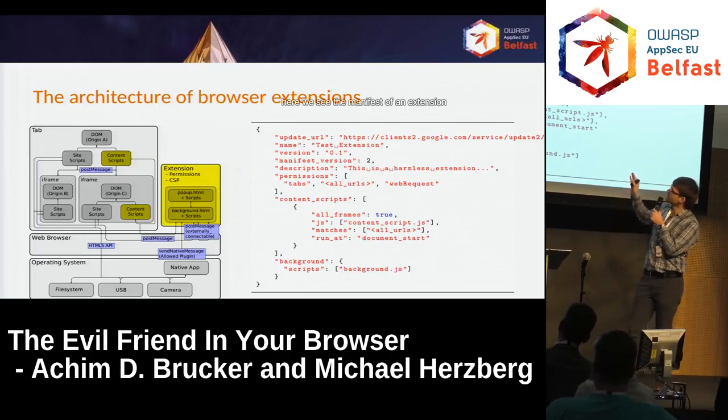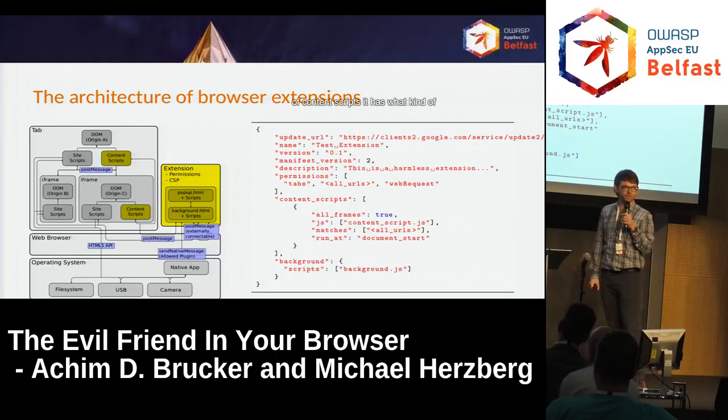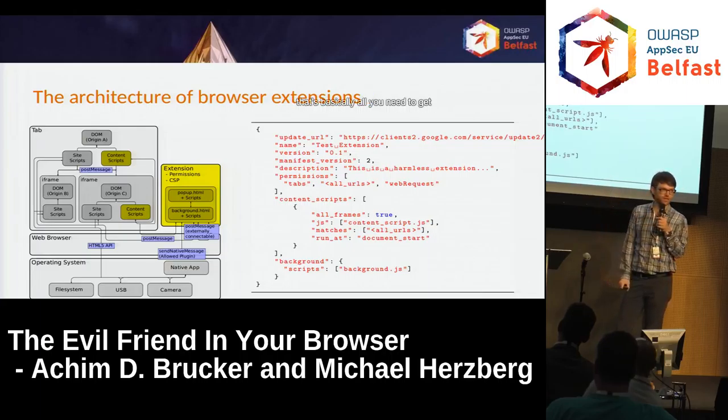On the right-hand side here, we see the manifest of an extension, which is basically the heart of an extension, where it specifies what kind of content scripts it has, what kind of background scripts it has, and also what permissions your extension wants. That's basically all you need to get started with an extension.